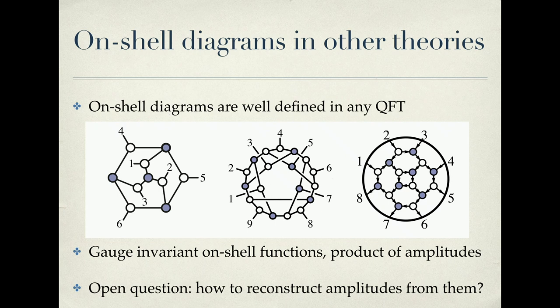Okay, but on-shell diagrams are, as I said, something you can calculate in any quantum field theory, planar, non-planar, you can write things like that. You can have many particle species. You don't need to have only a single one. They are gauge invariant on-shell objects given by products of amplitudes. But the open question is how, in general, you can reconstruct even tree-level amplitudes from them. So they are good building blocks because they are gauge invariant, but how to implement the recursion relations? And I showed that only for this case. At tree level, it's partially understood, not fully. At loops, it's not understood at all how to do it in general. Okay. That's all, thank you.